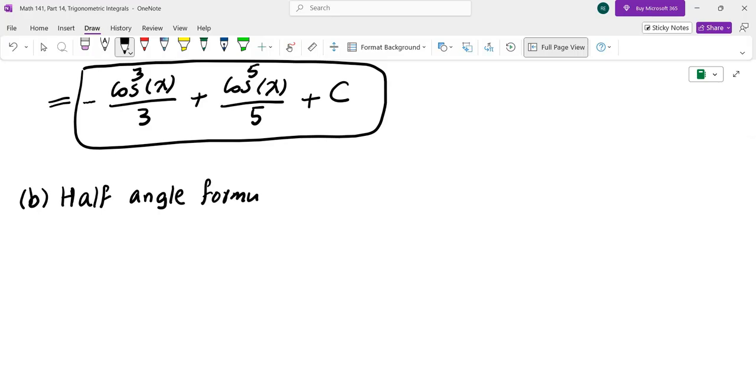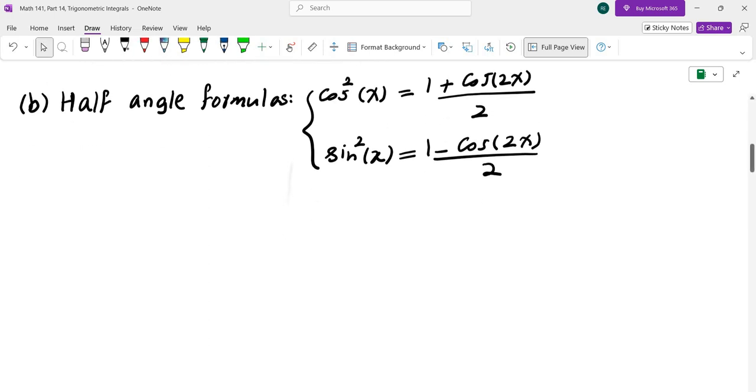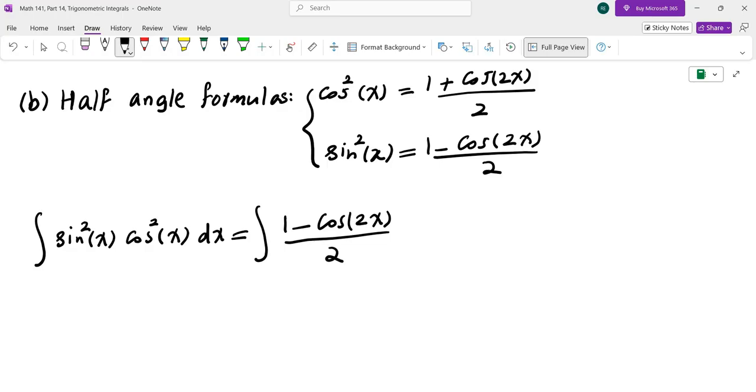These are the two half angle formulas that you would have to remember. The first one is cosine squared of x is 1 plus cosine of 2x over 2. And the second one is sine squared of x is 1 minus cosine of 2x over 2. So if we look at the integral of sine squared of x times cosine squared of x dx, we can replace the first one by 1 minus cosine of 2x over 2, and the second one by 1 plus cosine of 2x over 2 dx.